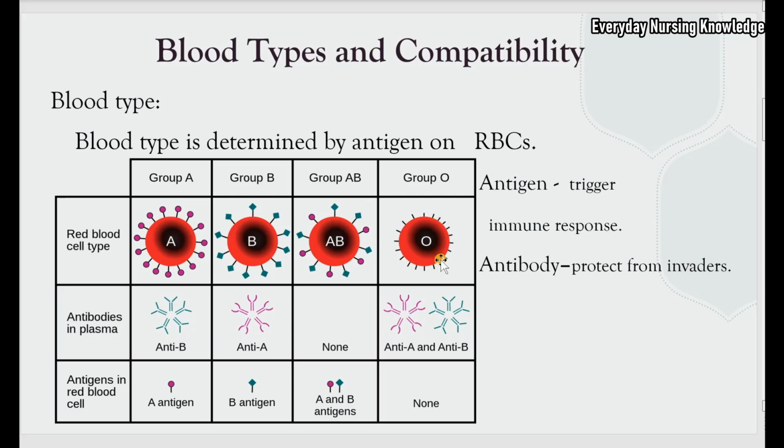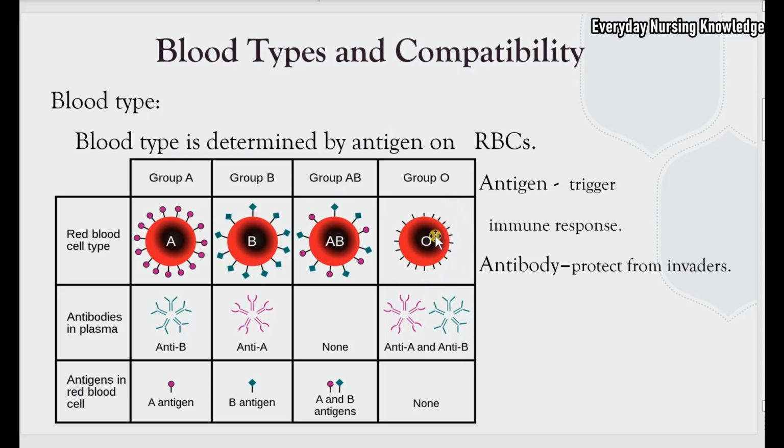Now, type O blood group. Type O blood group doesn't have any antigen, but in their plasma, it has both A and B antibodies. Since it doesn't have any antigen, it can give blood to all blood groups. So, O becomes the universal donor.